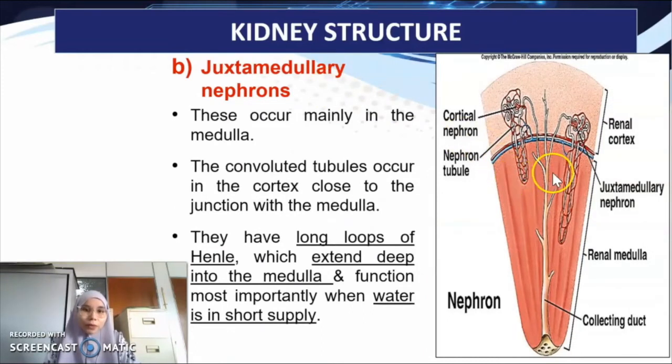Juxtamedullary nephron, which is this structure here. These occur mainly in the medulla. The convoluted tubules occur in the cortex close to the junction with the medulla, while the long loop of Henle extends deep into the medulla and functions most importantly when water is in short supply.